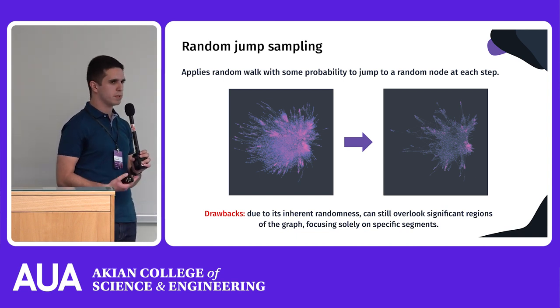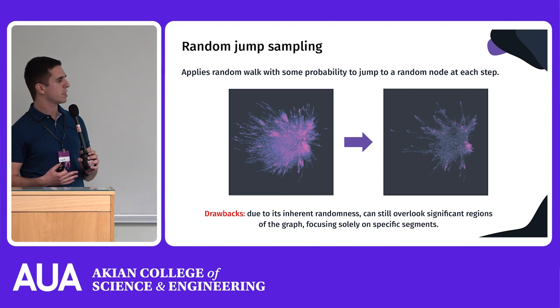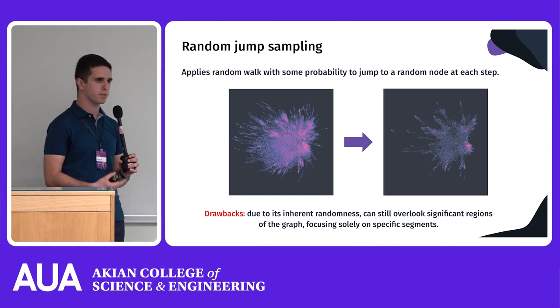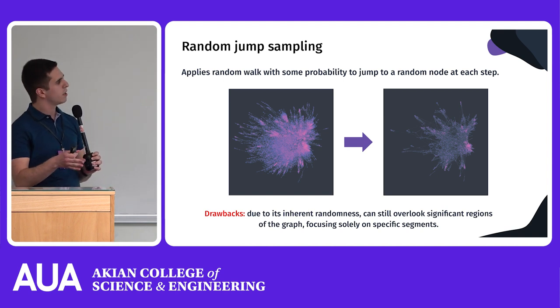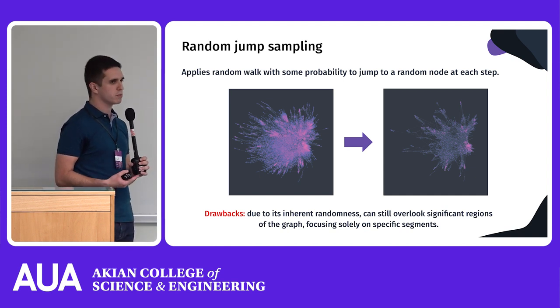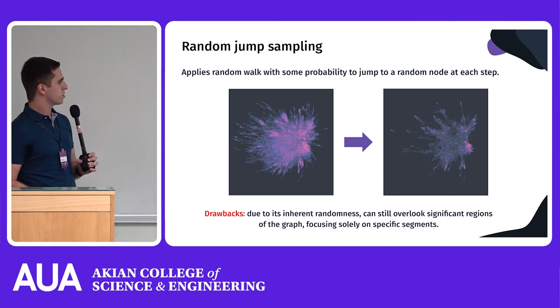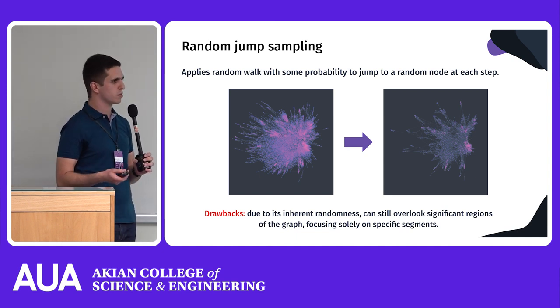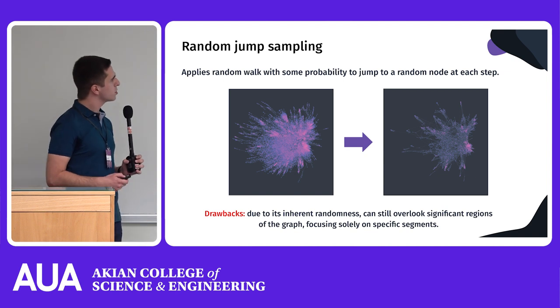So what is random jump adding to random walk? At each step, with some fixed probability, we can jump to a completely new random region. It solves some generalization problems, because if we apply a regular random walk, then we start at some point and can only move to the nodes that are connected to it directly or indirectly. But with the help of random jump, we are able to generalize the whole graph better. Of course, as the whole process is applied randomly, there are drawbacks: based on the point at which we start, we might miss some important component of the graph. So this was the random jump.